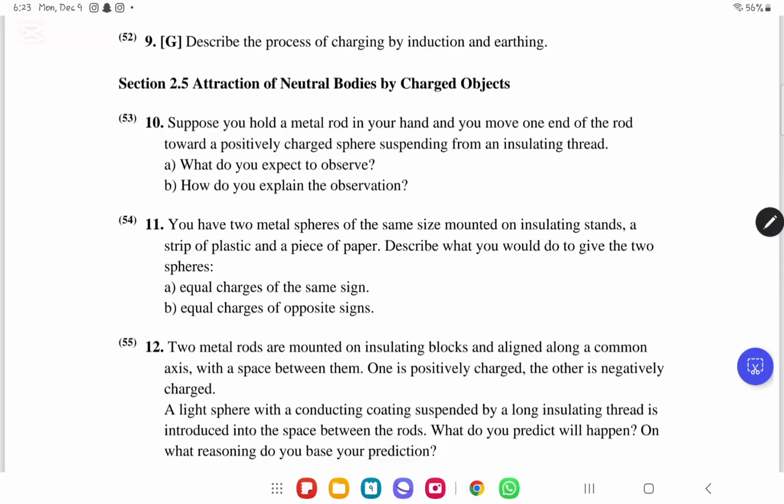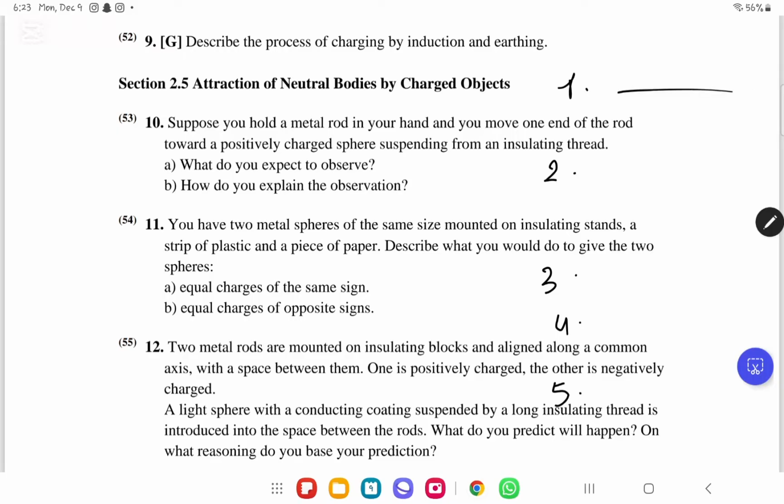Now we move on to question number 9. Describe the process of charging by induction and earthing. Now, induction and earthing, it is 5 steps we need to remember. So 1, 2, 3, 4, and 5. Okay, so I'm going to say them orally.